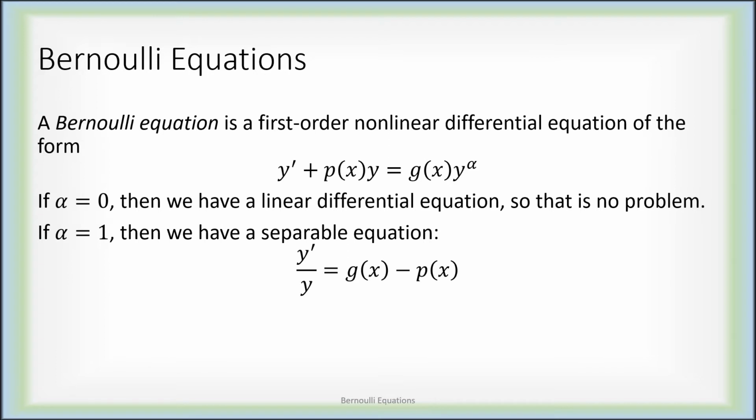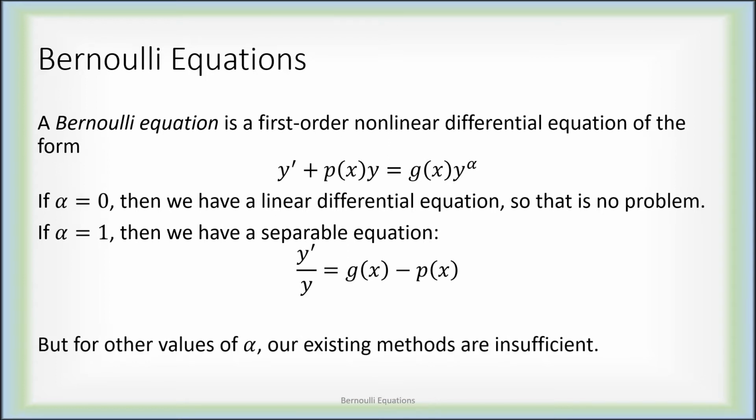Because then, I could replace y to the alpha with just y, and now these are the same power of y, so I could move the p of x over, have g of x y minus p of x y, factor out the y, divide it to this side, and now I have a separable equation. So if alpha is 0 or alpha is 1, this is actually something that we can do already. But for any other value of alpha, the methods we already know are not going to be sufficient.